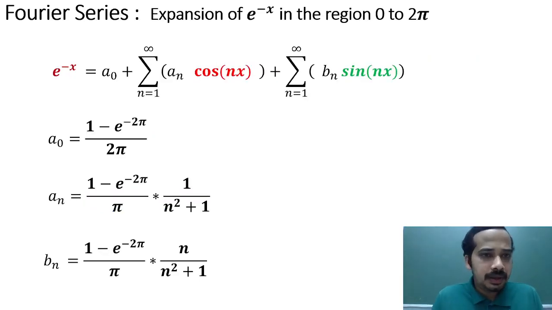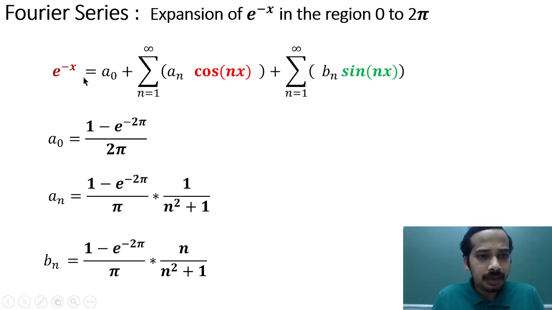I have taken one example here, Fourier series, that means expansion of e power minus x, which is an exponential, in the range 0 to 2 pi. Usually a Fourier series can be used to expand a periodic function. If we restrict ourselves to some region, just like here 0 to 2 pi, we can expand a non-periodic function also, but we have to restrict ourselves to some region.